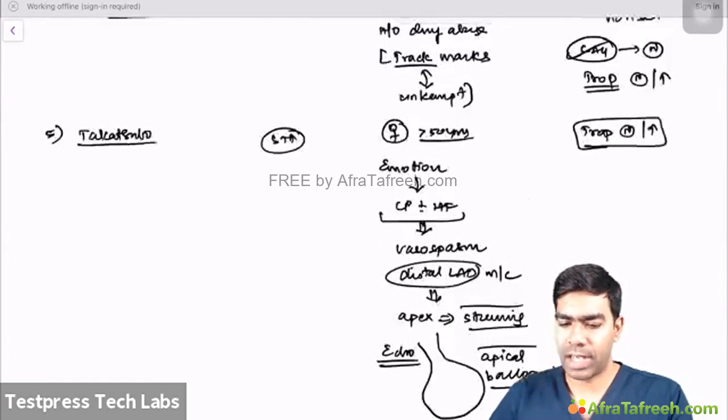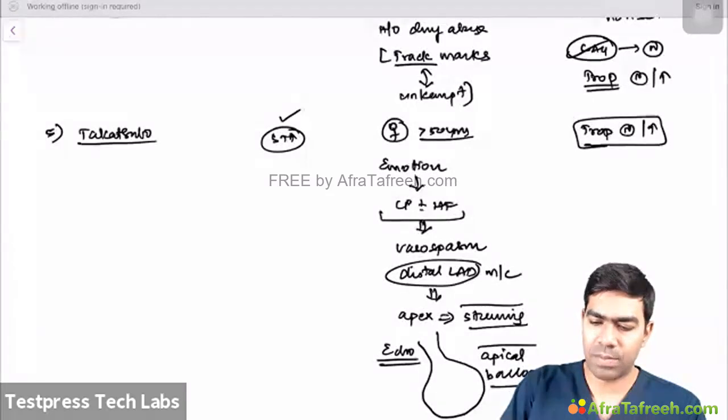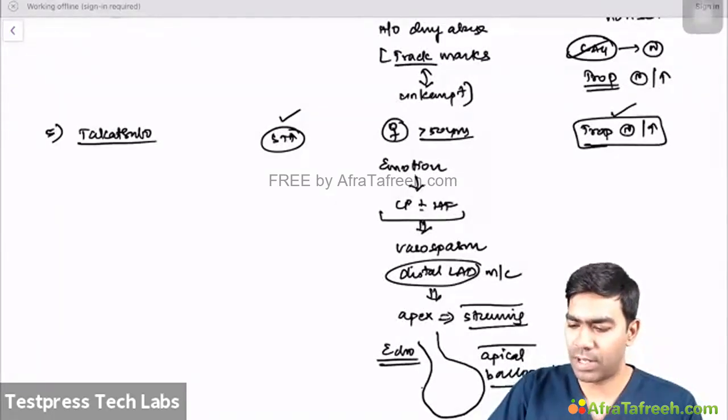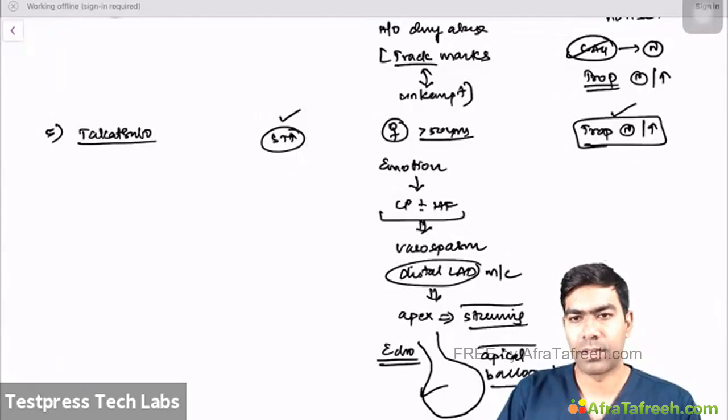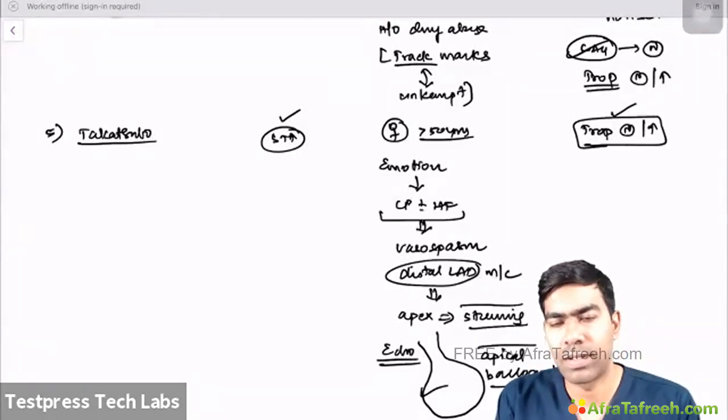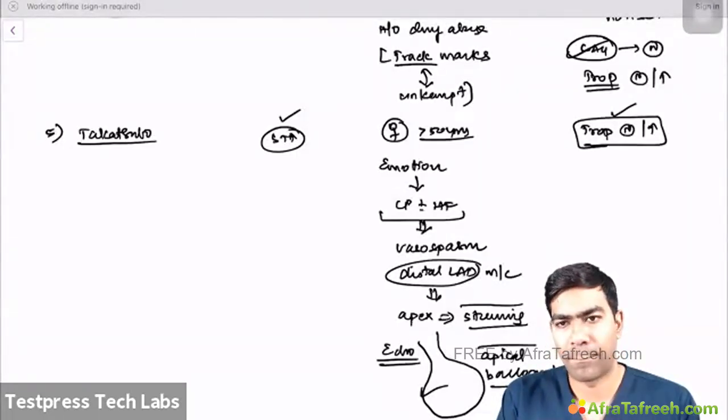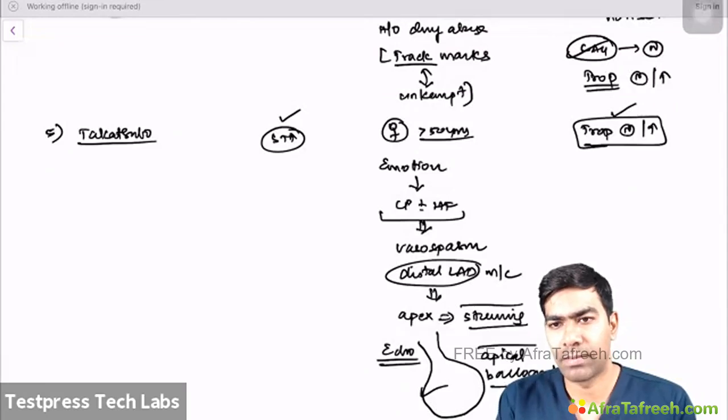Let me recap. So a patient coming with chest pain, ST elevation, troponin elevated, apical ballooning. What will you diagnose?